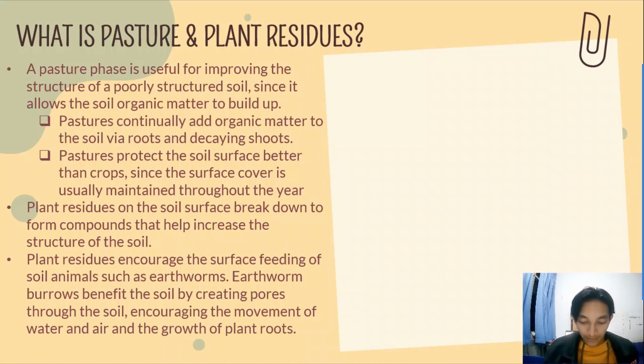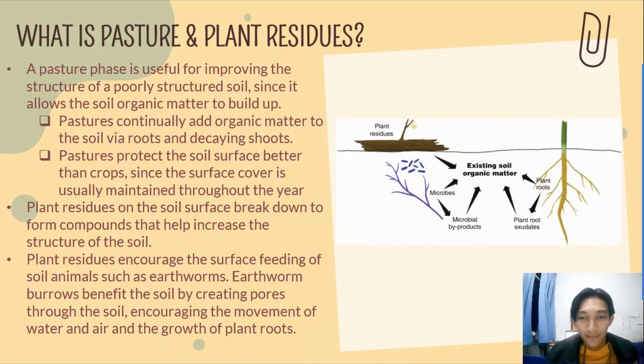This will benefit the soil in the following ways. Firstly, plant residue on the soil surface breaks down to form compounds that help increase the structure of the soil. Secondly, plant residue encourages the surface feeding of soil animals such as earthworms. Earthworm burrows benefit the soil by creating pores through the soil, encouraging the movement of water and air and the growth of plant roots.